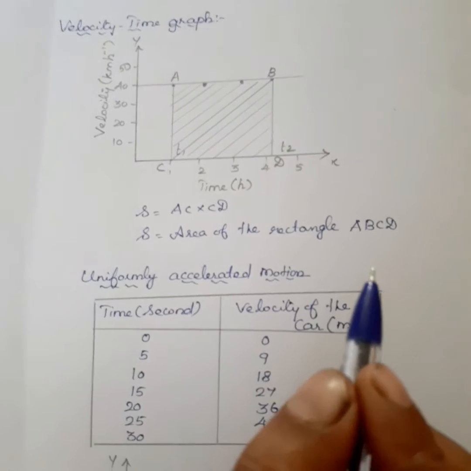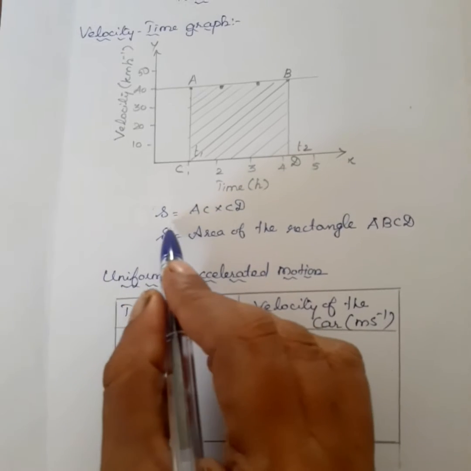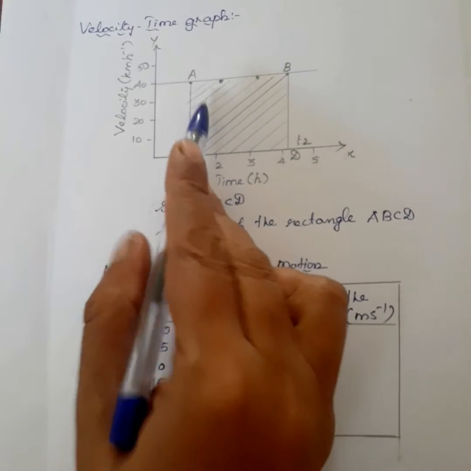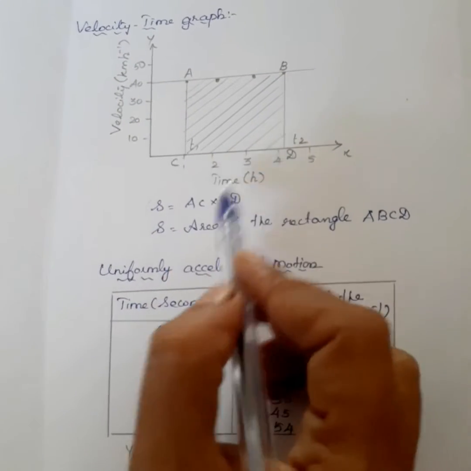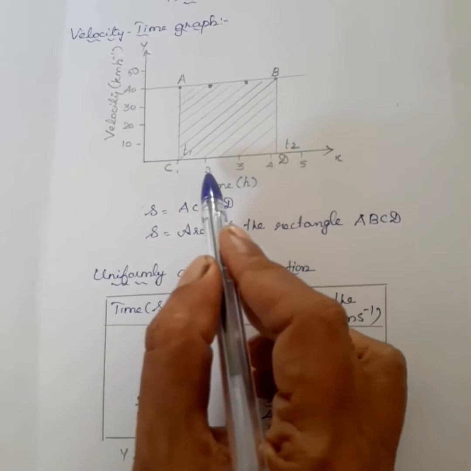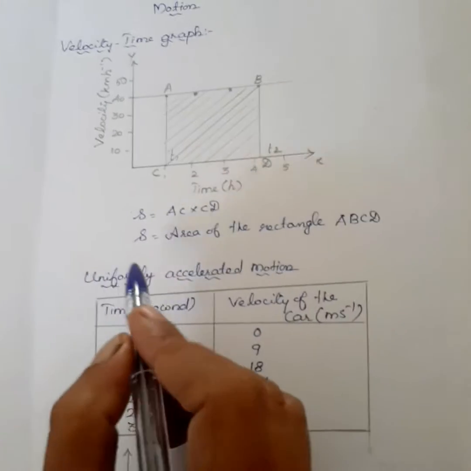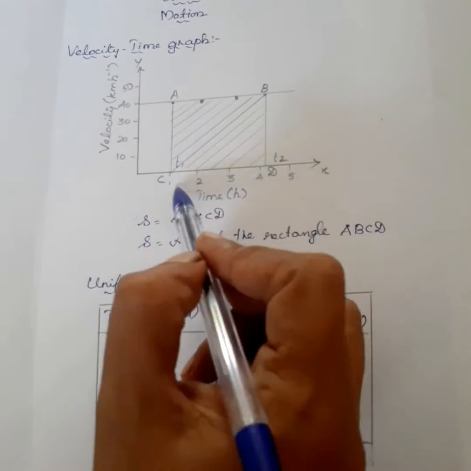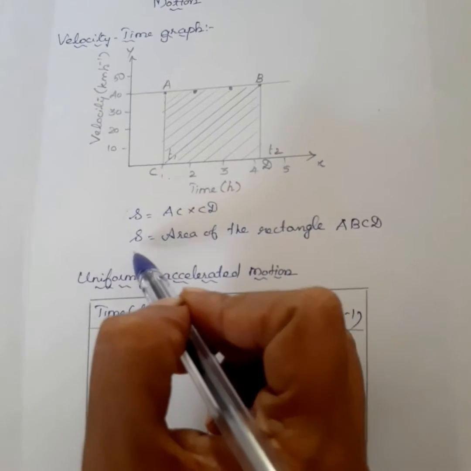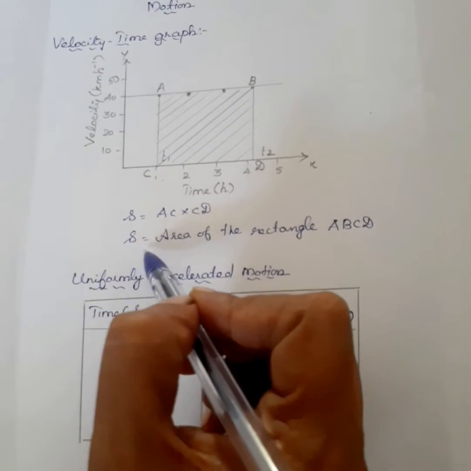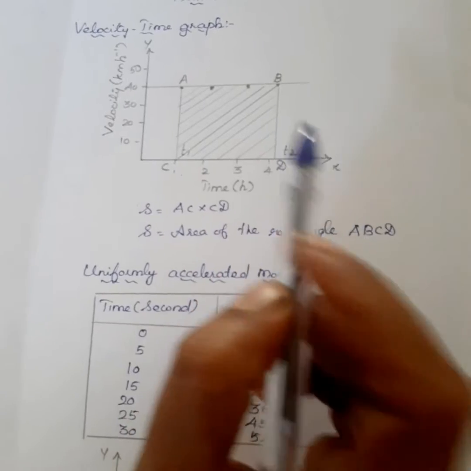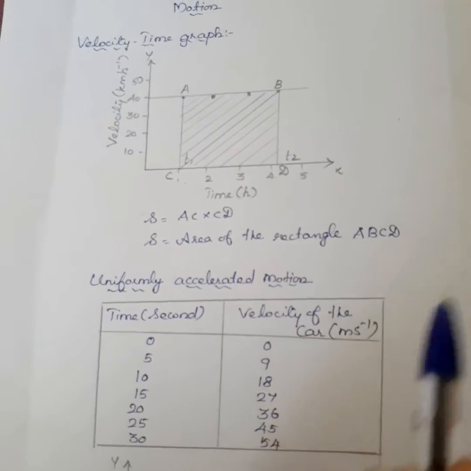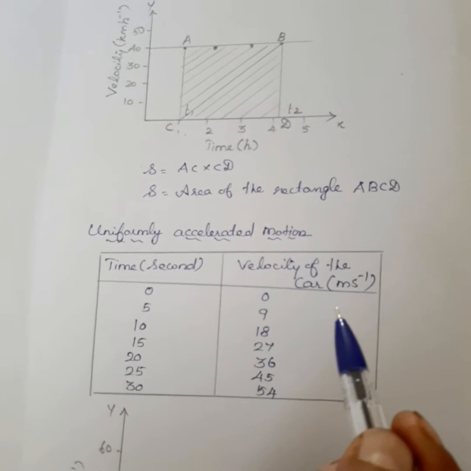So, the distance S moved by the object, distance S is equal to AC into CD. CD is T2 minus T1. So, S is equal to the area of rectangle ABCD. S is what? Distance. Distance is equal to the area of rectangle ABCD.